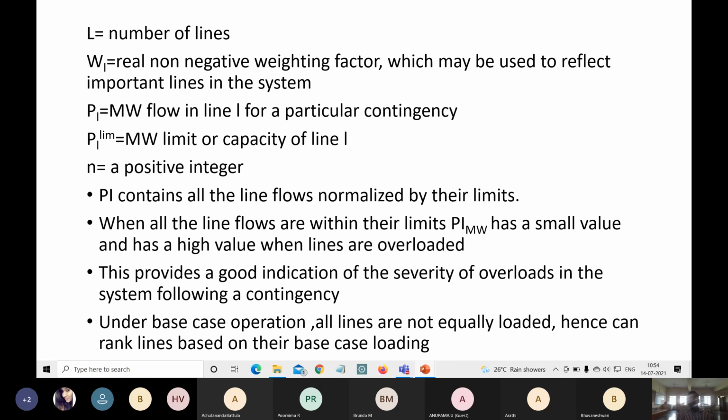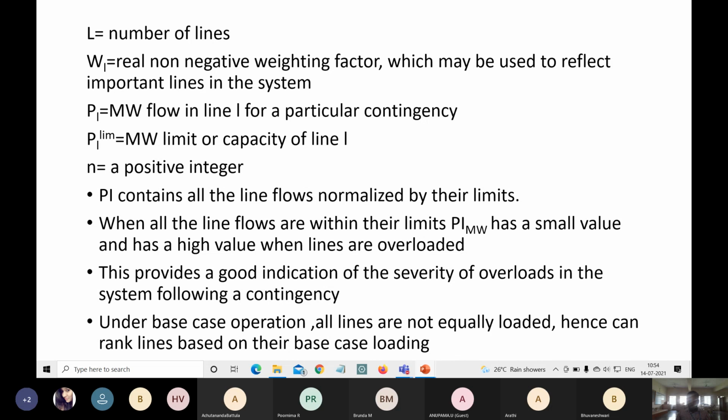So like that, even after some contingencies, you have to be very careful. You have to maintain the system within tolerable limits, because the system may be brought back into a severe condition. So that's why the author talks about the severity of the overloads in the system following a contingency.